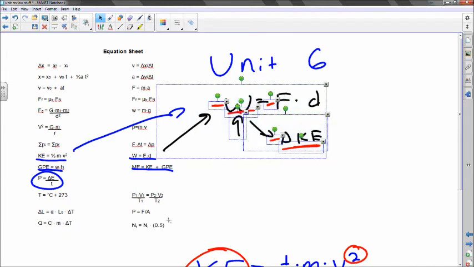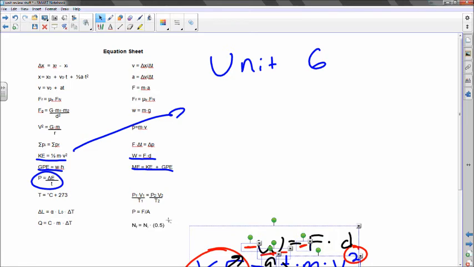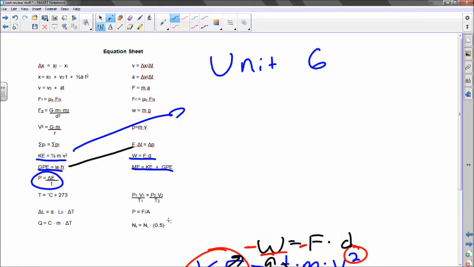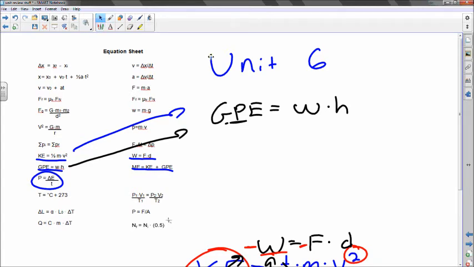The next equation that we have is the potential energy equation. So here we have GPE equals weight times height. Gravitational potential energy is equal to an object's weight times how high it is above the ground. The gravitational potential energy, remember, is based on how much work gravity is going to do as the thing falls. The one thing that you really got to be careful about is that this is weight, not mass. In a problem, it's just going to tell you what the mass is.